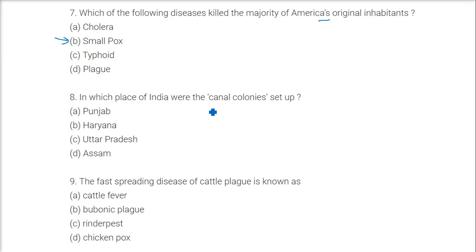In which place of India were the canal colonies? Canal is the nehar, small waterways, colonies set up. The answer here is Punjab. This Punjab area we were talking about is a half desert area. So because of this canal, the wheat was grown, and it was grown in order to export it. The fast spreading disease of cattle plague is known as, the answer is rinderpest.